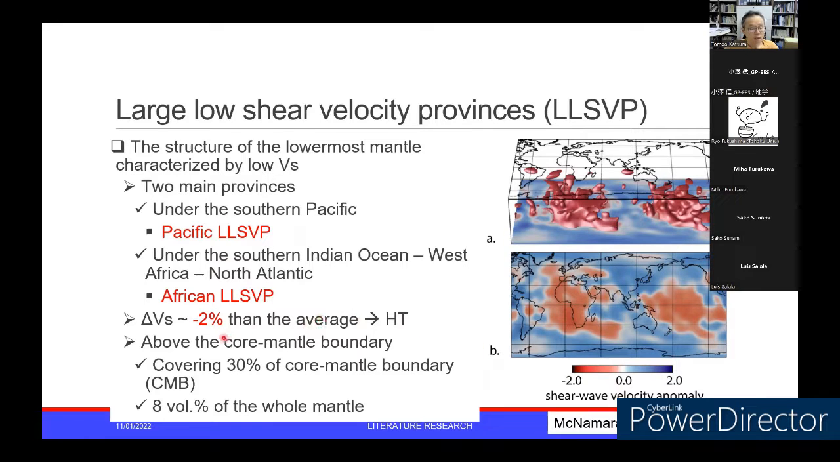As I already mentioned, the velocity of LLSVP is about minus 2% lower than the average mantle. Therefore, these regions are primarily considered high temperature. LLSVP covers 30% of the core mantle boundary, and this is a three-dimensional volume map of the low velocity anomaly, and this volume occupies 8 volume% of the whole mantle. This diagram is from McNamara, Tectonophysics 2019. This is a very good review paper about LLSVP.